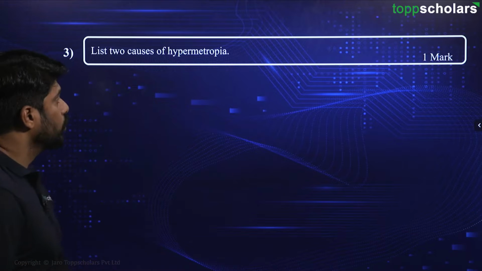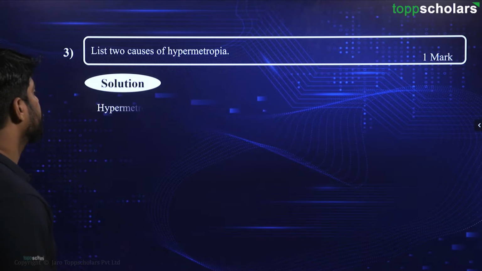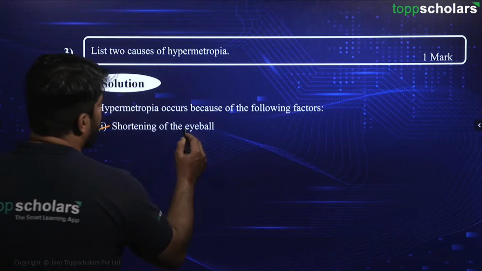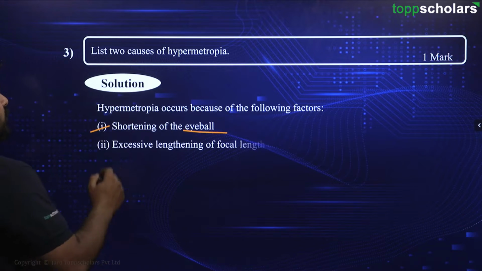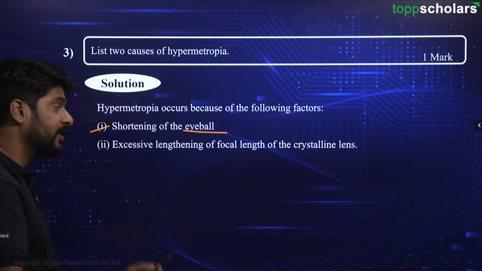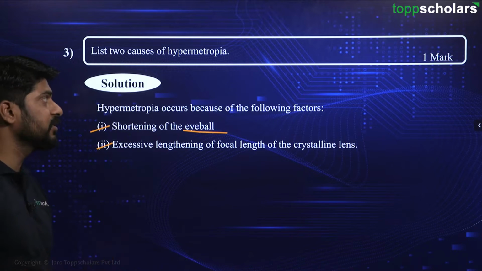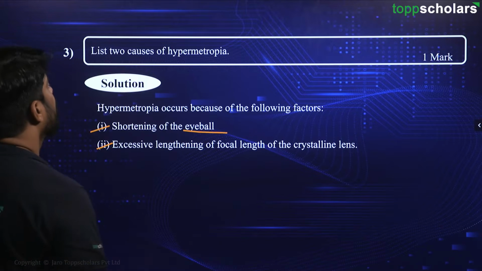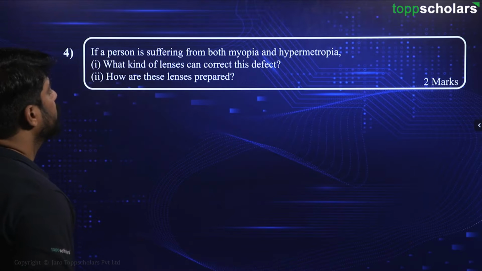List two causes of hypermetropia. Here it is. First, shortening of the eyeball. This is one of the reasons. Then excessive lengthening of the focal length of the crystalline lens. So this is the second cause through which hypermetropia can be caused. Moving on to the next question now.